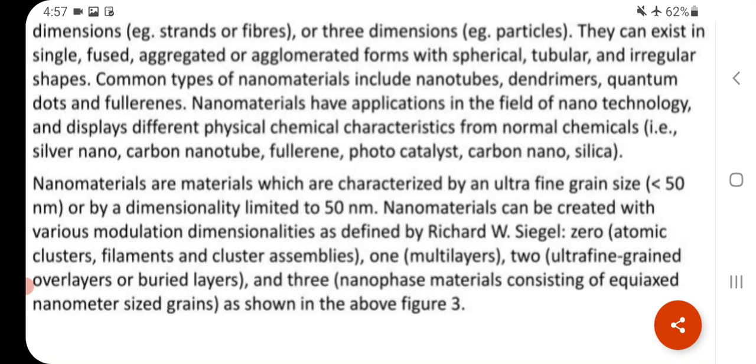Nanomaterials are materials characterized by an ultra-fine grain size or by a dimensionality limited to 50 nanometers. Nanomaterials can be created with various modulation dimensionalities as defined by Richard W. Siegel: zero, clusters, filaments and cluster assemblies; one, two and three, as shown in the figure. One is multilayer, two is ultra-fine grained overlayers or buried layers, and three is nanophase materials consisting of nanometer-sized grains.